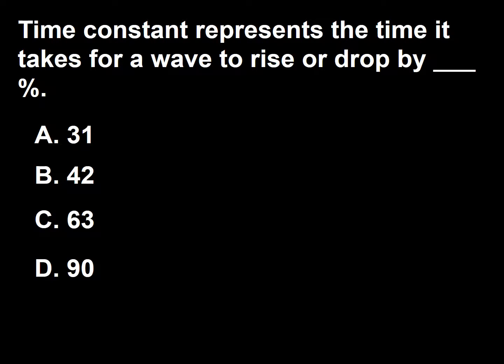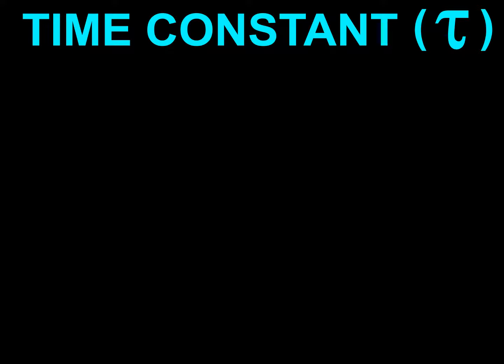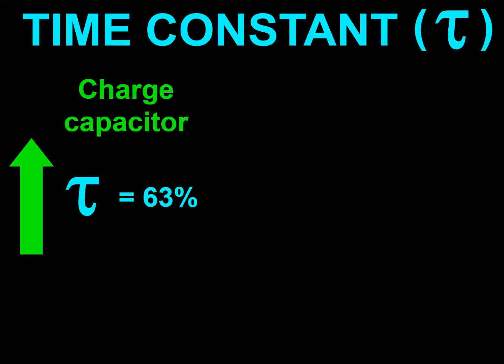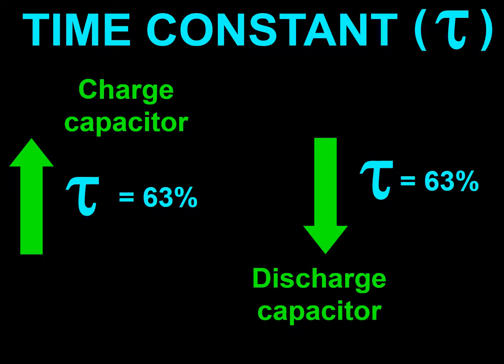Next question. Time constant represents the time it takes for a wave to rise or drop by blank percent. A 31, B 42, C 63, D 90. Time constant is usually expressed by the letter tau. Time constant indicates the time it takes for a capacitor to charge 63% or discharge 63%.